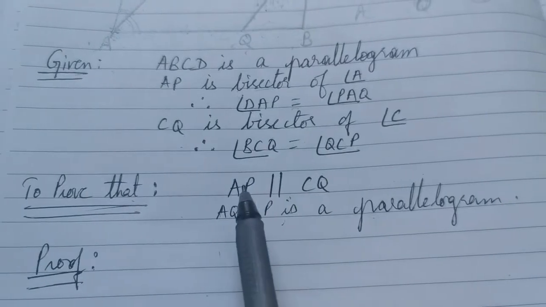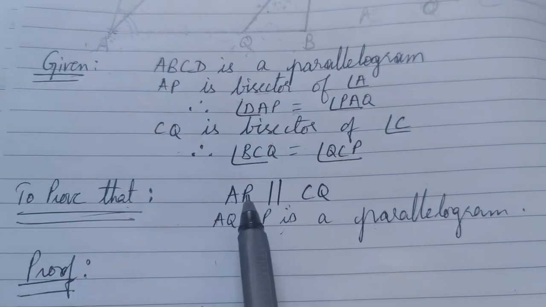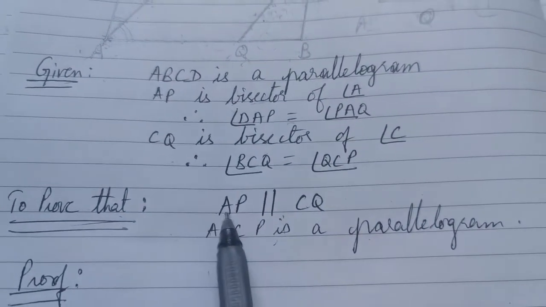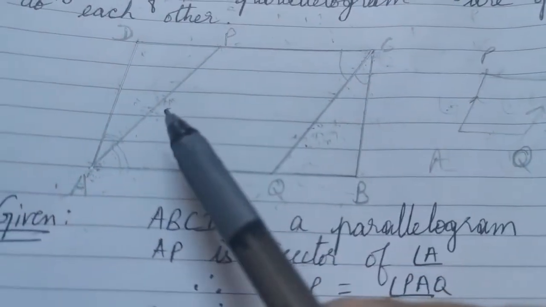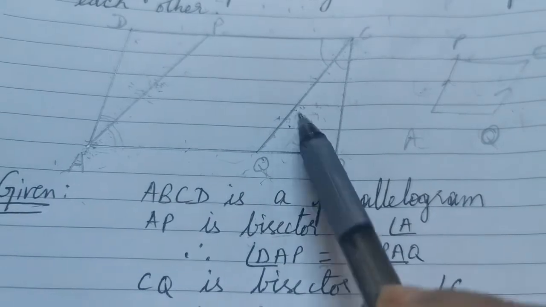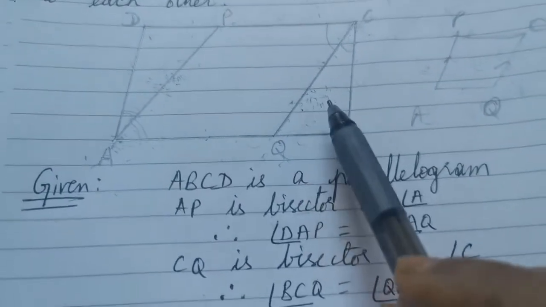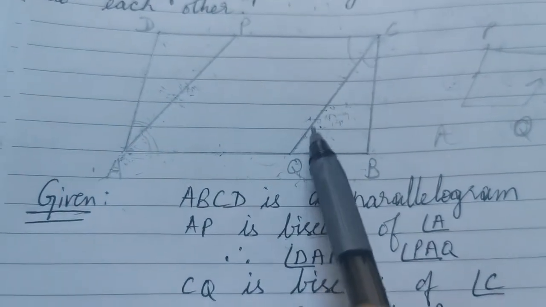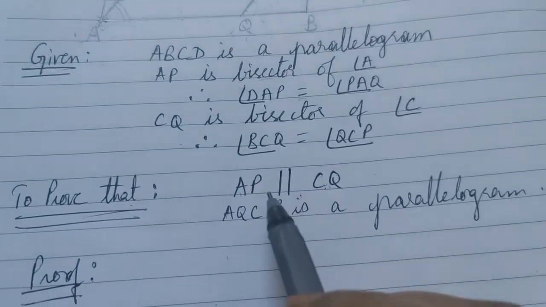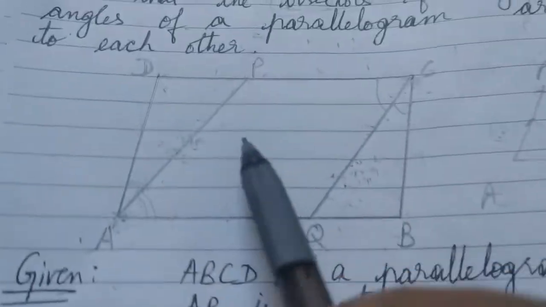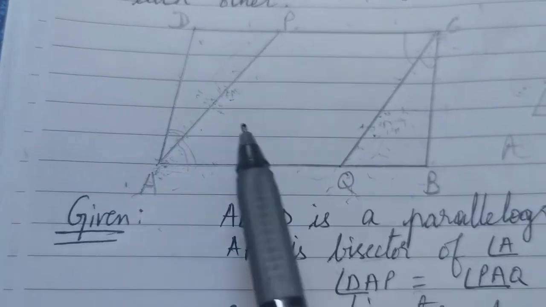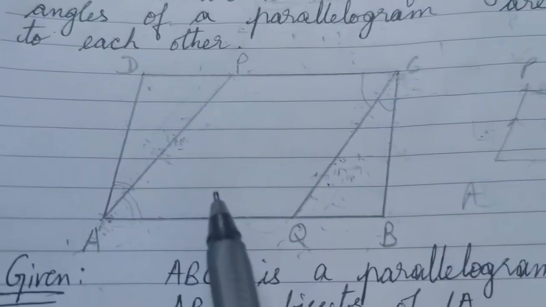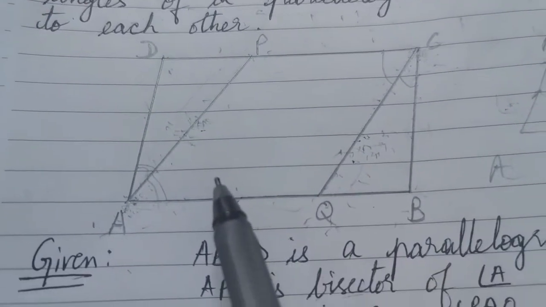Now the factors which come into the picture are AP and CQ. We have to prove AP and CQ are parallel. So let us check where AP and CQ are. AP is here, CQ is here. So we have to find out the triangles where AP and CQ are present, because in quadrilaterals we will prove using the congruency of triangles property.